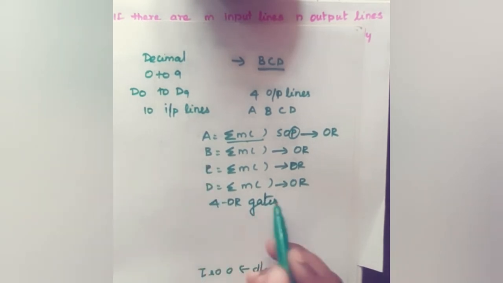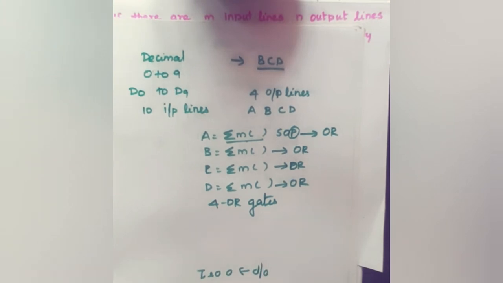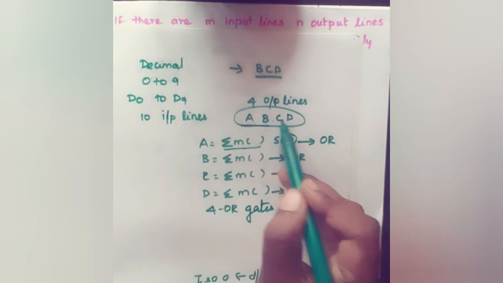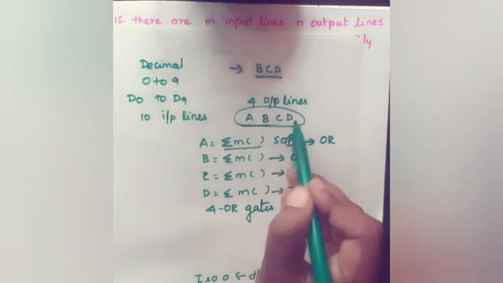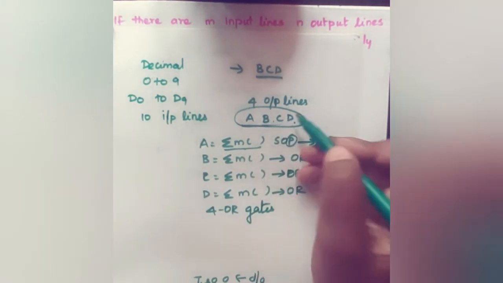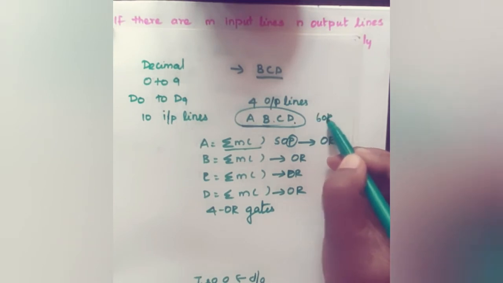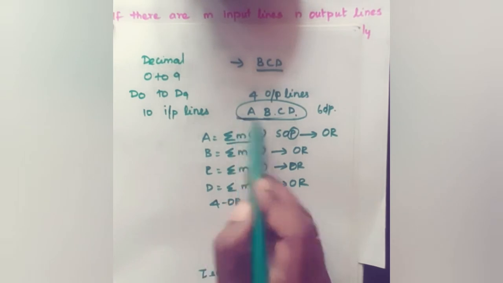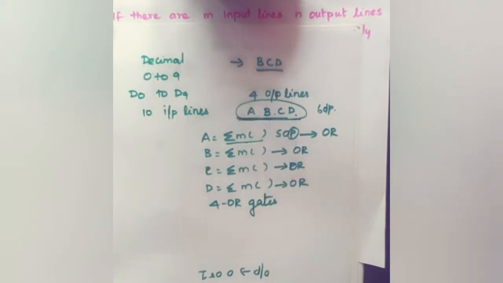Without explaining all these things, we can directly find the number of OR gates: the number of OR gates is equal to the number of outputs. If there are 6 outputs, we need 6 OR gates. Directly we can write the answer from the outputs A, B, C, D. So the answer is 4.